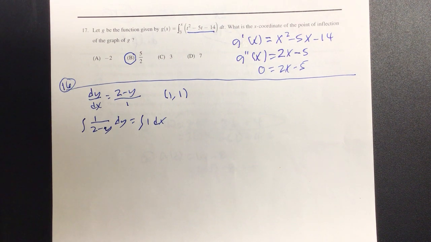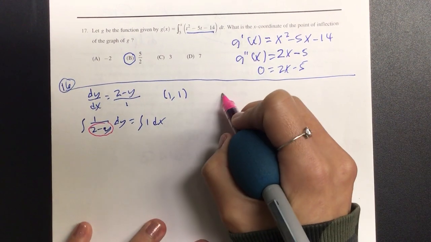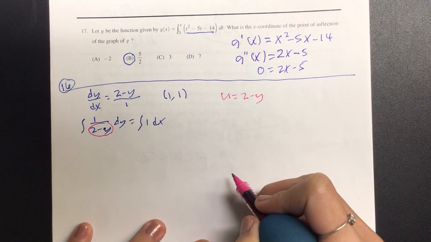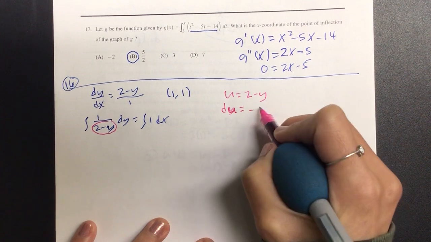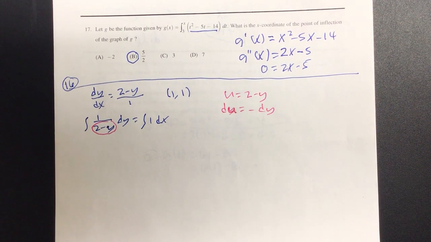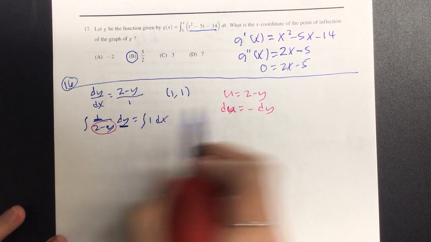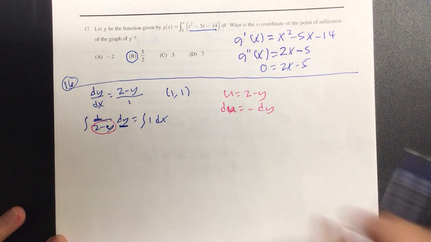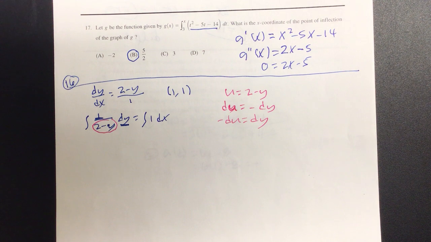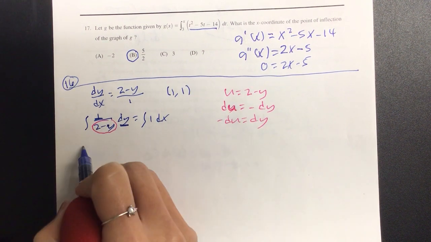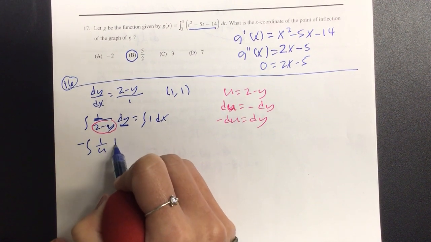And let's kind of recall u substitution. We're going to let the bottom be the u. So let's write that off to the side. U is equal to 2 minus y. So du is equal to what? Negative dy. And let's kind of match. I have 1, I have dy. Do I have negative? So let's kick that over. So let's go ahead and directly substitute. Let's move the negative outside of the integral. We have 1 over u du.